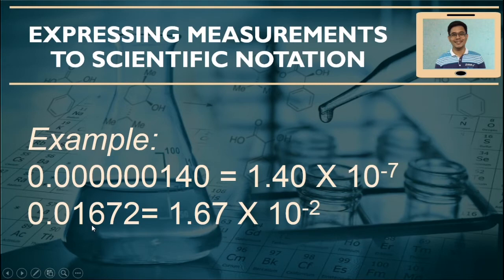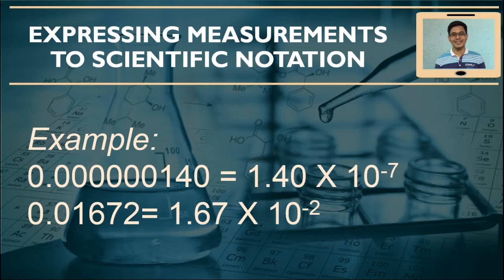And then, bakit siya? Ayan, 6, 7. Kasi dapat naka-hundreds yung ano natin. 2 decimal places yung lag nandun sa ating after the decimal point. And that is how we are going to express measurements to scientific notation.